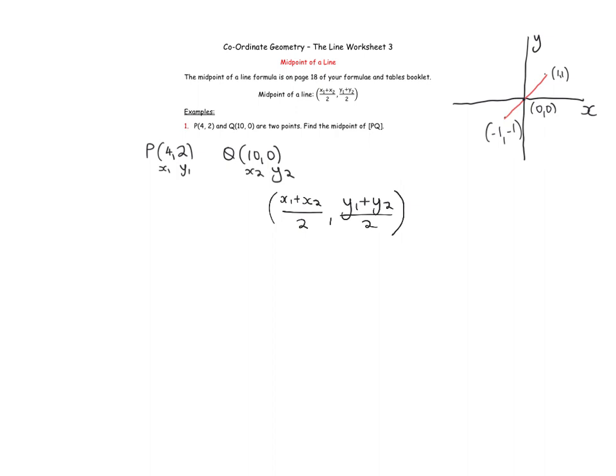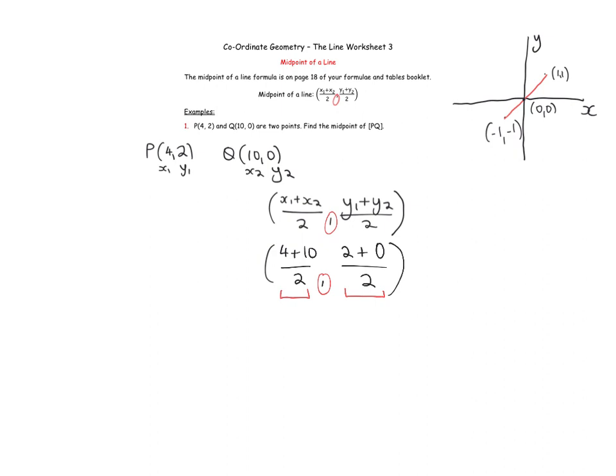Now the final thing we have to do is just sub in the points. It becomes easy because we have the points labelled already and the formula written down, so we just need to write the points in where they're meant to go. So here we have x1, which is 4, plus x2, which is 10, over 2, and y1, which is 2, plus y2, which is 0, over 2. Now, there's a fraction bar here, here, and here, so we can't type that into the calculator. So what we do is we type this section into the calculator and this section into the calculator separately, and then work out our answer.